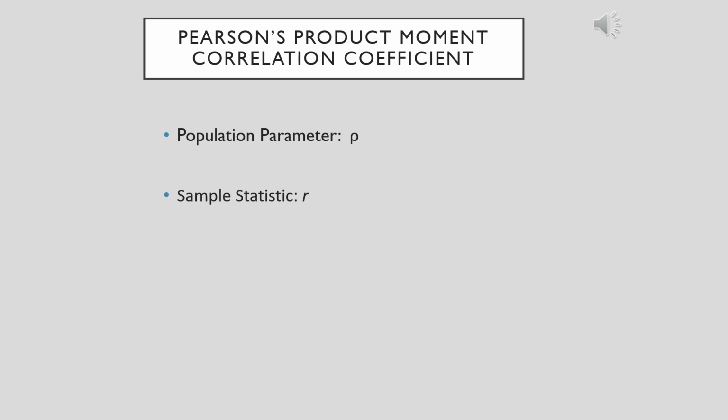If you're talking about a sample, then it's going to be a statistic, right? And then we have the lowercase letter r. And that's mostly how you see it. Now, whenever we generate hypotheses, we use rho because we're interested in talking about populations. But in practice, when we actually gather sample data, we calculate r.